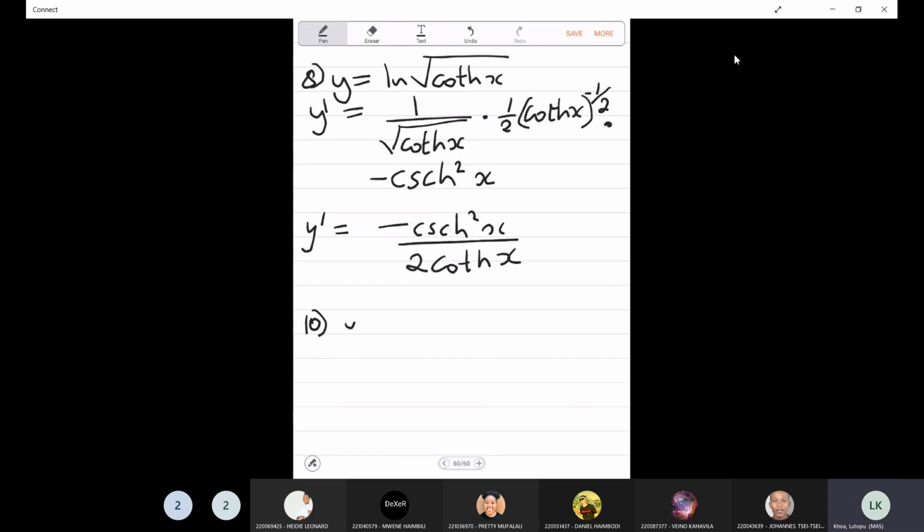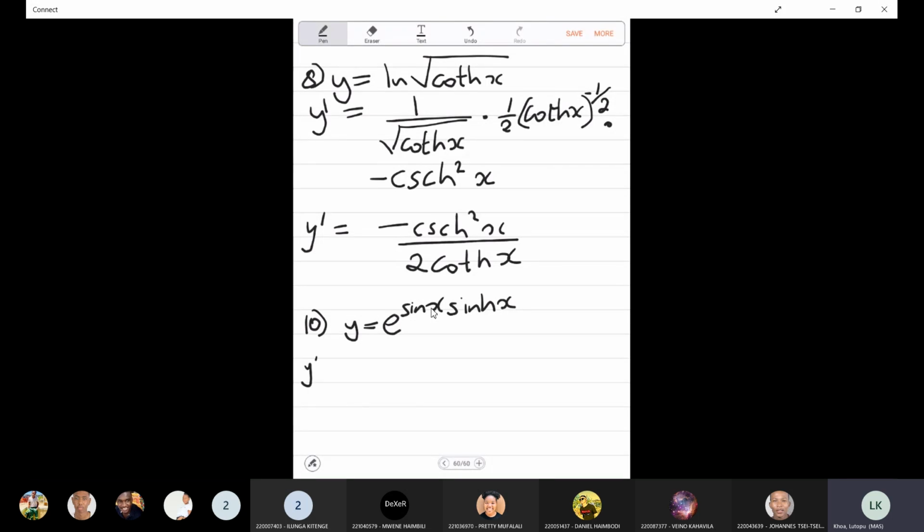We have y is equal to e to the power of sinh x, and we have to work out the derivative. This one, we know how to differentiate it. We're differentiating e. The derivative is that function as it is multiplied by the derivative of the exponent. And for the derivative of the exponent, we have to use the product rule.